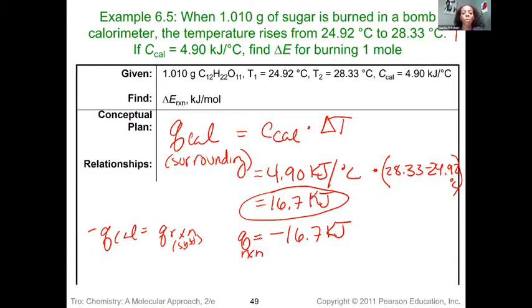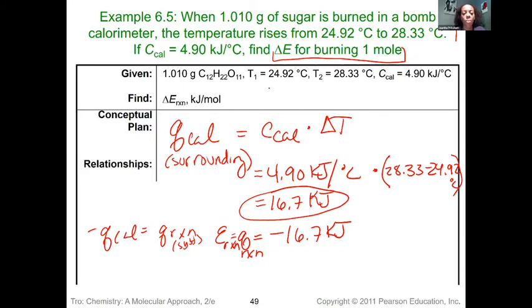And so then we have to remember that the heat of the reaction is equal to the energy of the reaction in these bomb calorimeter situations. And then the last thing it's asking us for is to figure out the amount of energy associated with this type of process per 1 mole of substance.